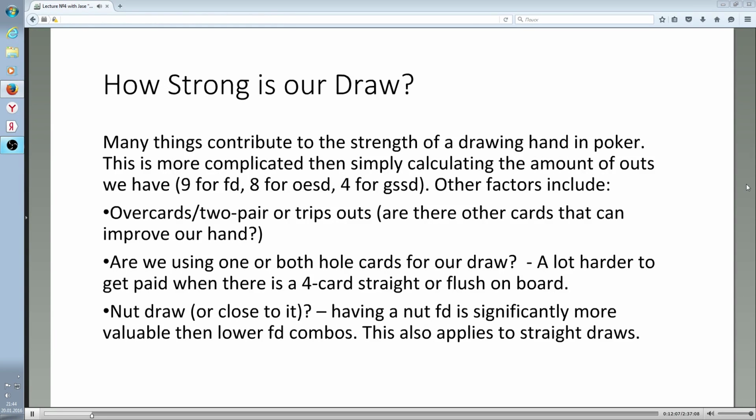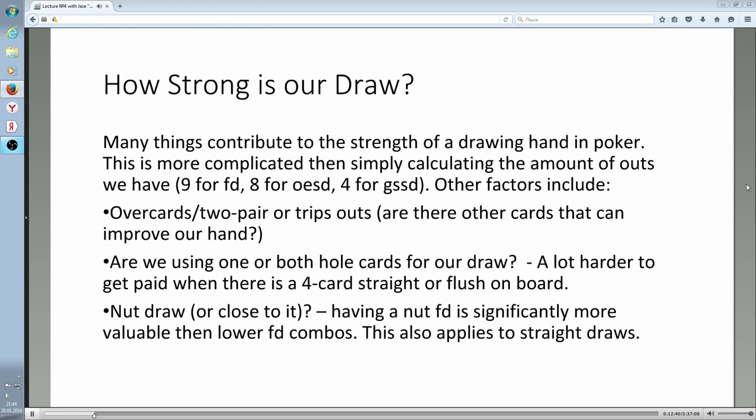Another key thing is, are we using one or both hole cards for a draw? So say we have the ace of clubs and the flop comes three clubs. We do have a strong draw because, of course, we have the nut draw, but if we do hit our club, it's going to be a lot harder to get paid off when we do hit it. Same with if there's a four-card straight on the board and we hit our straight. It's going to be pretty hard to get paid off by a worse hand.